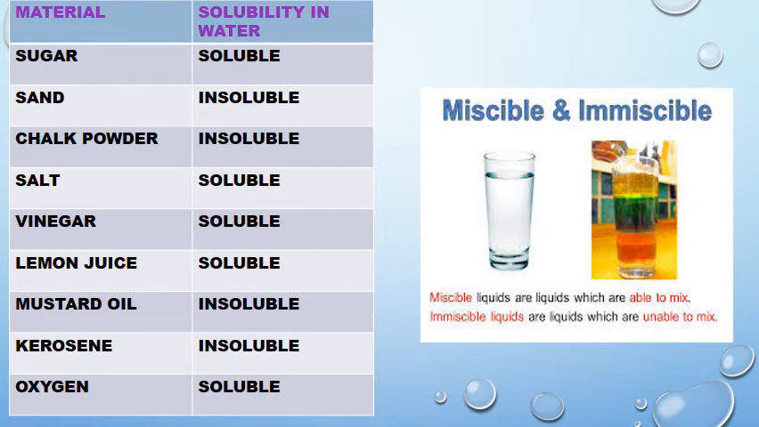Now if you observe this list, some liquids like vinegar and lemon juice are soluble in water, and liquids like mustard oil and kerosene are insoluble in water. So the liquids like lemon juice and vinegar, which get completely mixed with water, are called miscible liquids. Whereas some liquids like mustard oil and kerosene, which do not mix with water and form a separate layer, are called immiscible liquids.